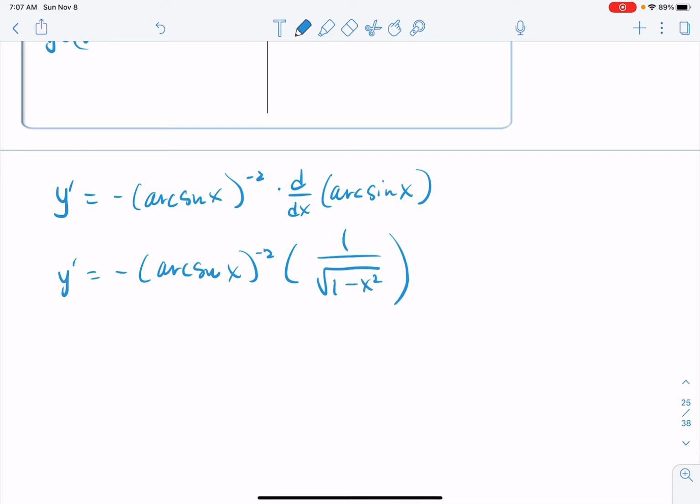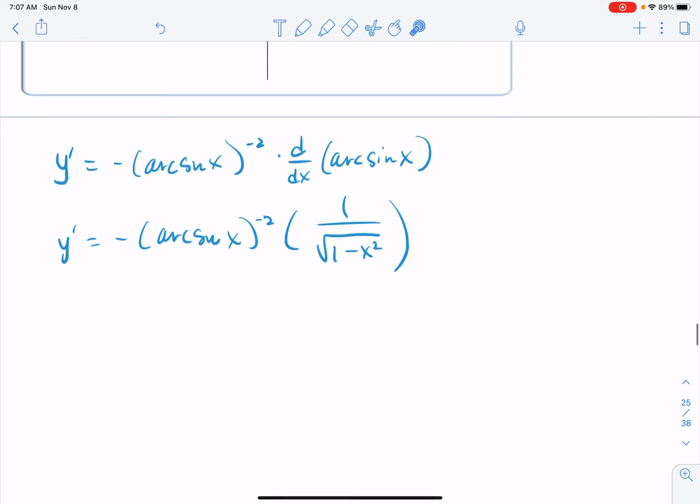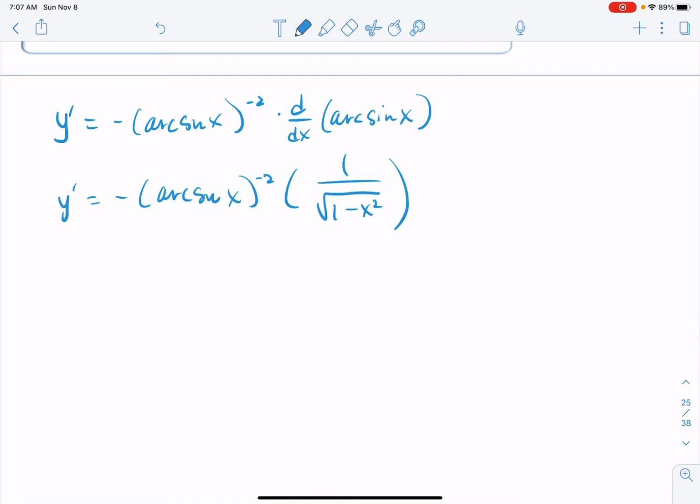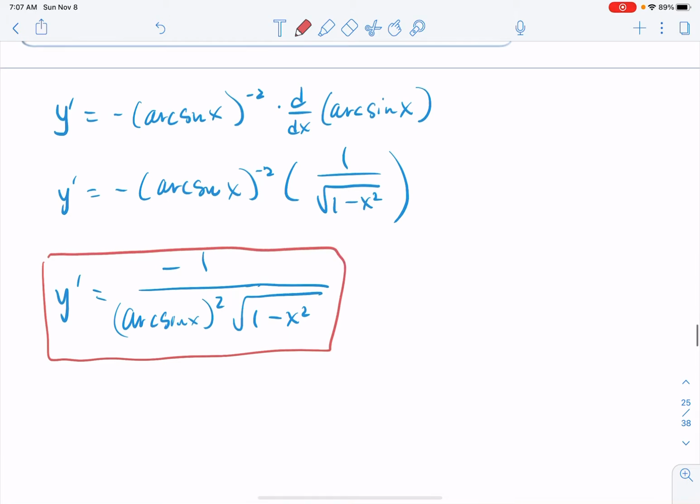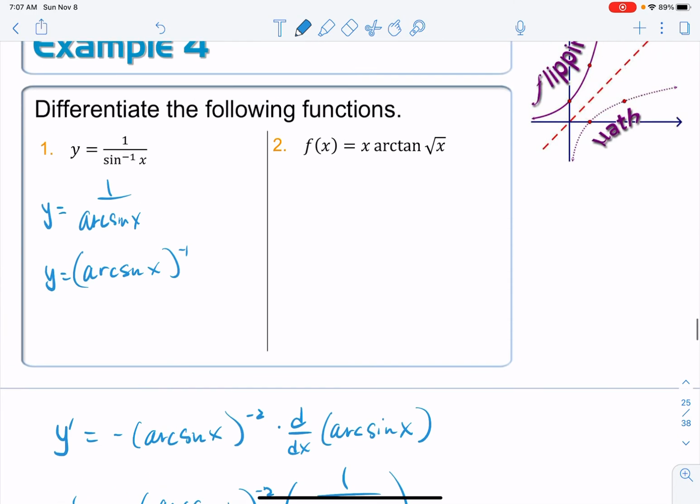All right, and then we don't like to have negative exponents here, so this needs to come back down to the bottom. We can put that negative up here at the top, make this look real pretty. Y prime is equal to -1 over arc sine x quantity squared, and then over the square root of 1 minus x squared. Lovely. There you go. Probably it was obvious from the get-go what that one was going to be, right?